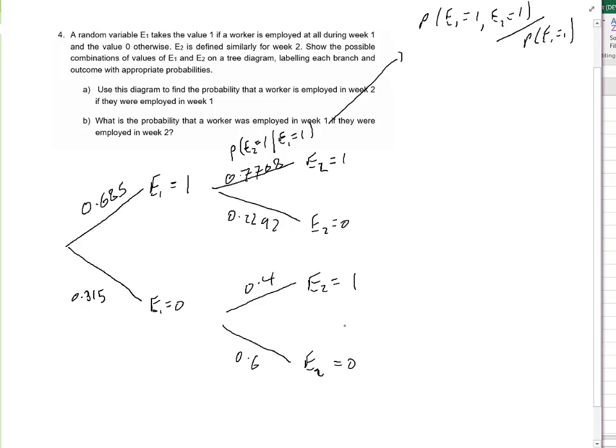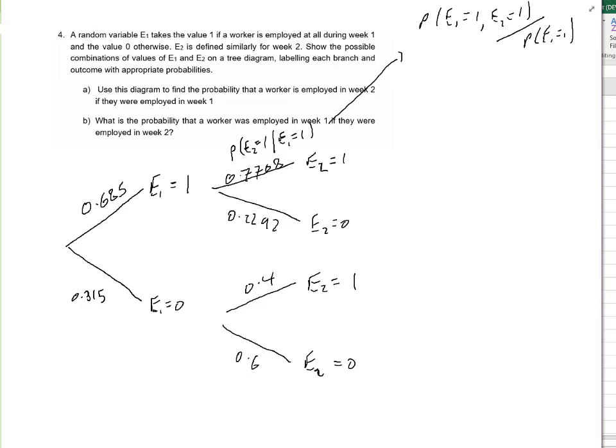Each branch and outcome with appropriate probabilities. Okay, well, this one would be 0.685 times 0.7708, and so on. This times this is still that. But I'm not going to write that down because it's just taking too much room. So we've done that. Right, A.